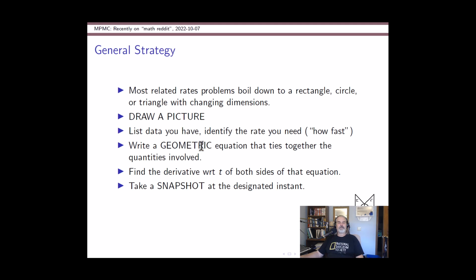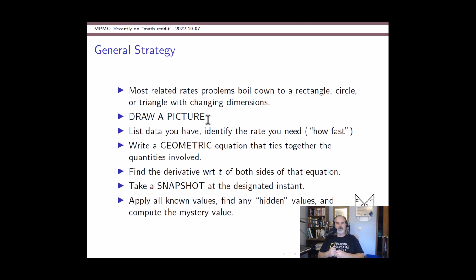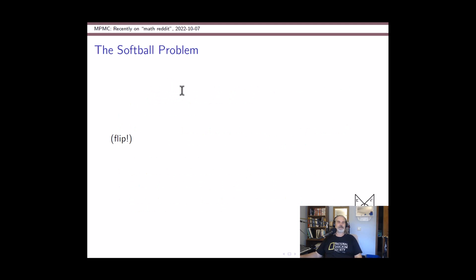Okay. Now, we turn on the power switch by taking a derivative of whatever geometric equation we have, and things are changing, and we're going to go click and take a snapshot. And at that instant, we're going to do all of our calculations. And in those calculations, we're going to throw in the known values. We're going to find and identify the one value that we're being asked to compute. There's probably another value or two that we have to be clever about how to figure out, but we can do that. Okay, so here is the softball problem.